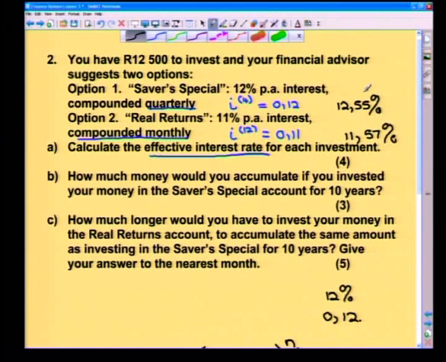Now, it says here, how much money would you accumulate if you invested your money in the Super Savers account for 10 years? Now, Super Savers is option 1. So that's where we're going to start working. So literally, I'm not going to use these effective rates. I'm still going to use this one. But I could have just as well used effective because it would make no difference. But let's keep to what we're going to do.